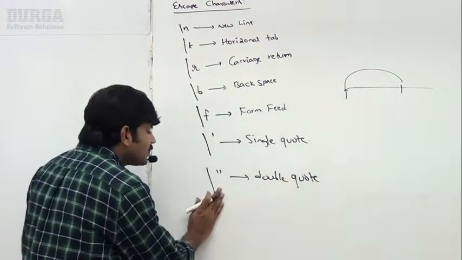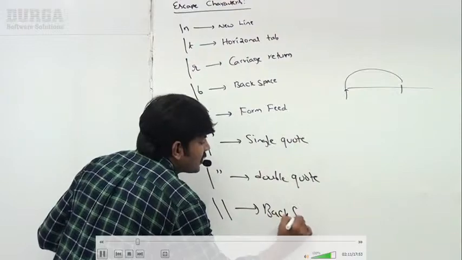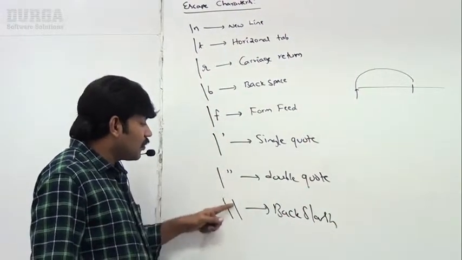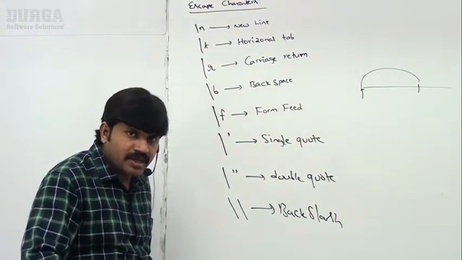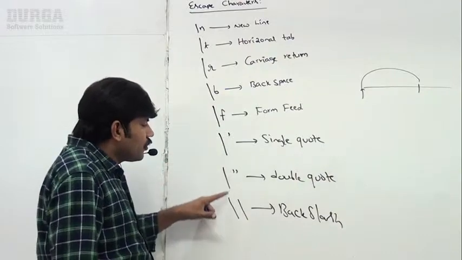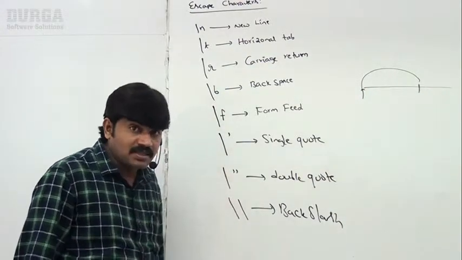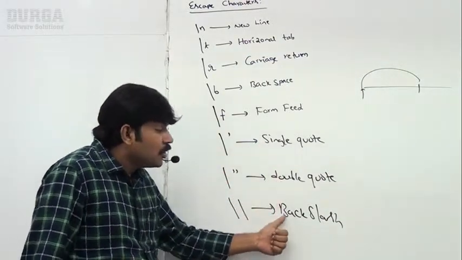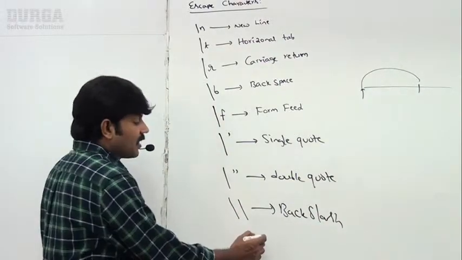Next, backslash backslash, this is the backslash character. If you want to use single quote, double quote and backslash symbols in our string, then we require to use backslash single quote, backslash double quote or backslash backslash. If you want to use single quote as a symbol, double quote as a symbol, or backslash as a symbol, then we require to use these escape characters, right?